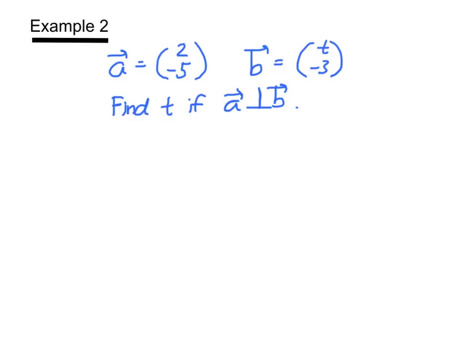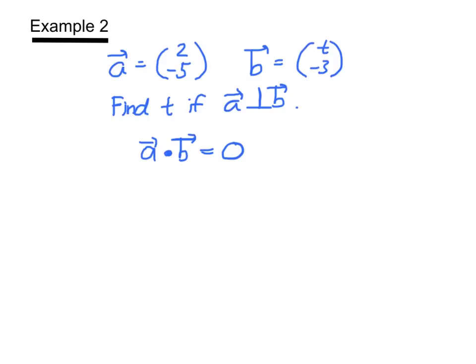Okay, another example problem here. We're given vector A in component form and vector B in component form, and notice that the x component of vector B is a variable t, and we're asked to find t given that vector A and vector B are perpendicular. So we need to use a property of the product rule here. Remember that if the product rule equals 0, then these two vectors are perpendicular.